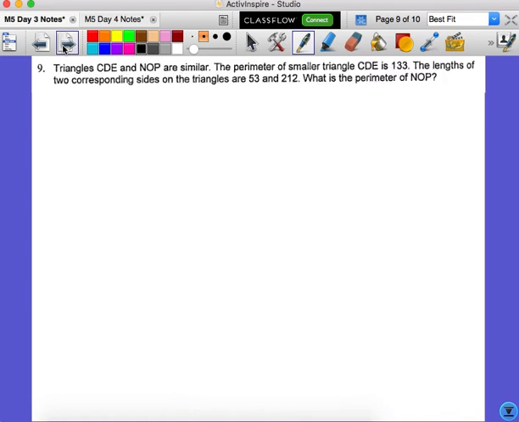Last question, 2 triangles are similar. The perimeter of the first is 133. The length of 2 corresponding sides are 53 and 212. What is the perimeter of NOP? So I know the perimeter of the smaller is 133. So I might say perimeter of the smaller over perimeter of the bigger equals the length of the smaller figure over the length of the bigger figure.